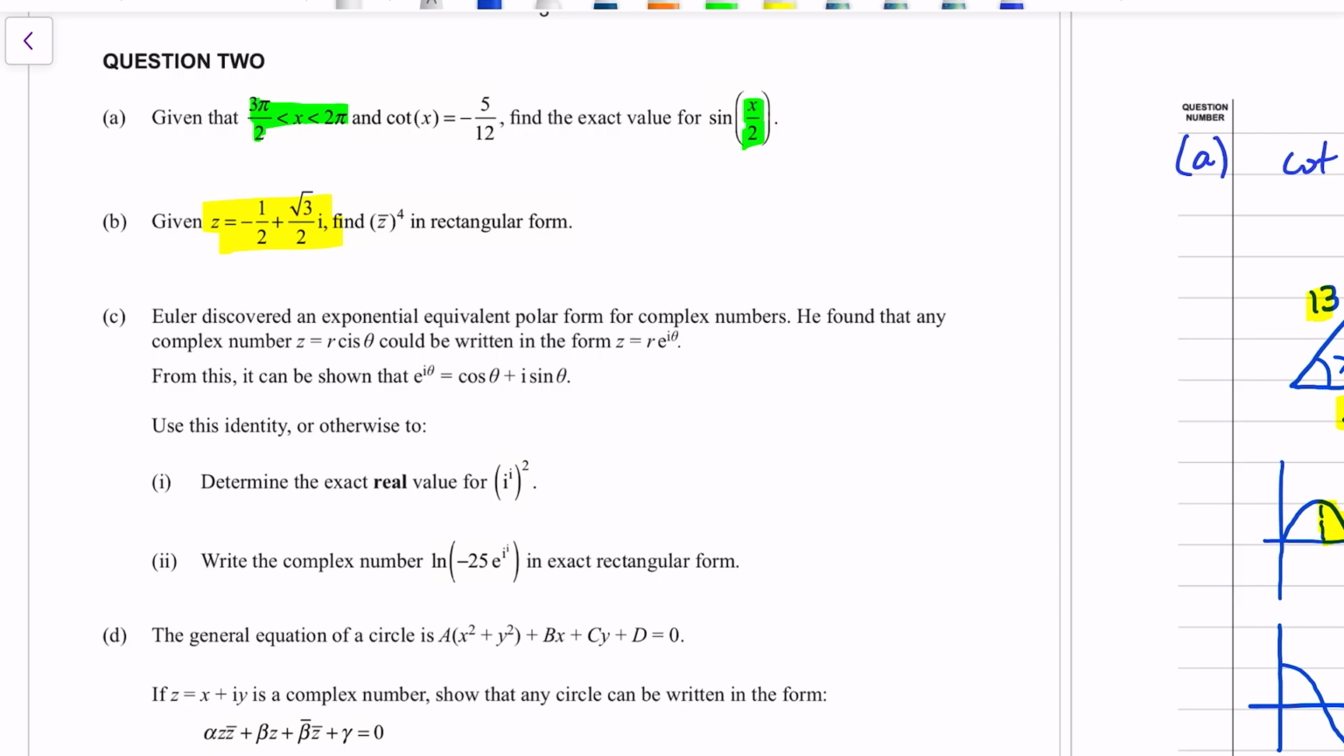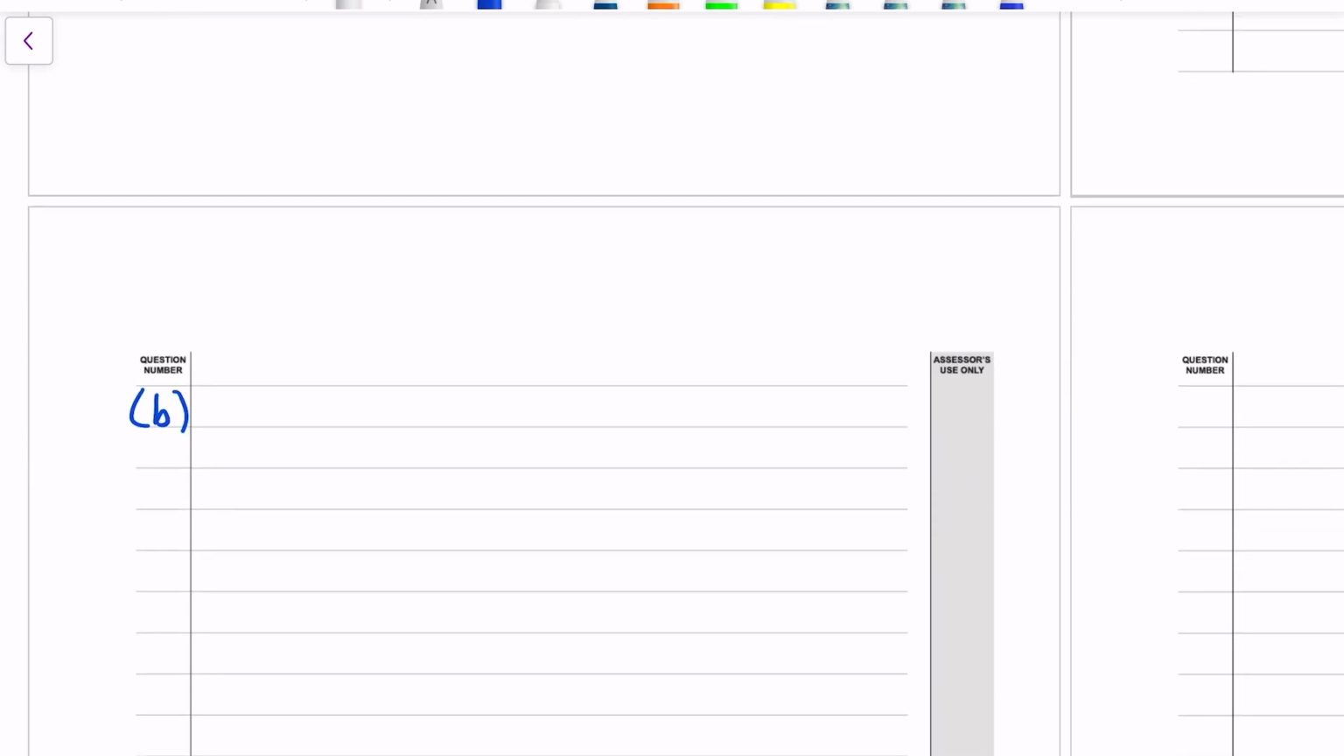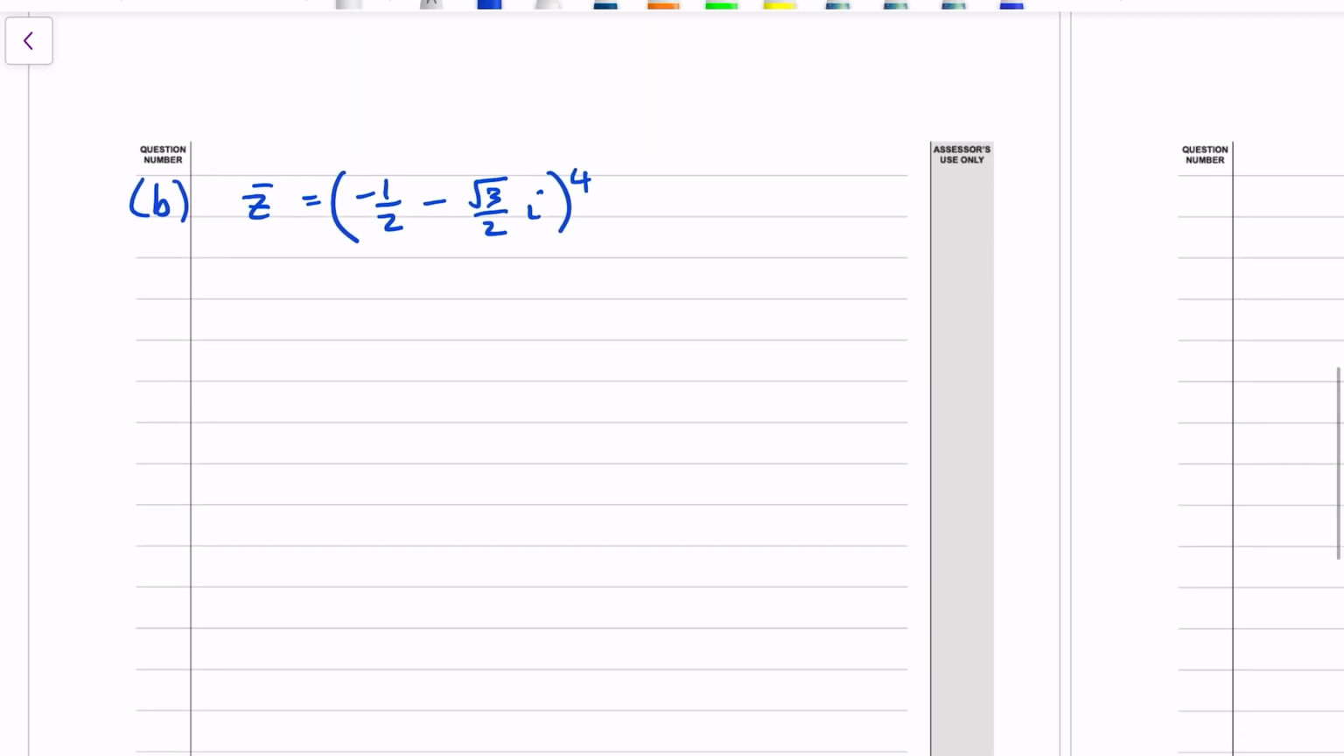Okay, so z is equal to minus 1/2 plus root 3 over 2i. So z bar is equal to minus 1/2 minus root 3 over 2i, and we want to power this by 4. We can use the binomial expansion formula. If you've never seen this before, it's probably not the video to learn it, but search up binomial expansions. What I'm talking about here is (a + b) to the 4. Our coefficients are 1, 4, 6, 4, 1. They come from Pascal's triangle.